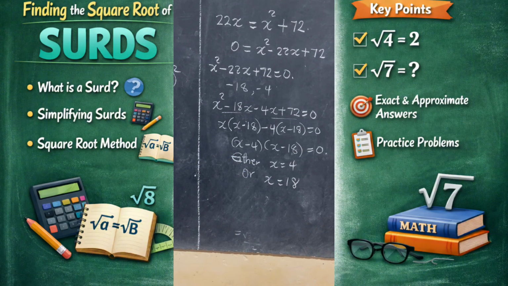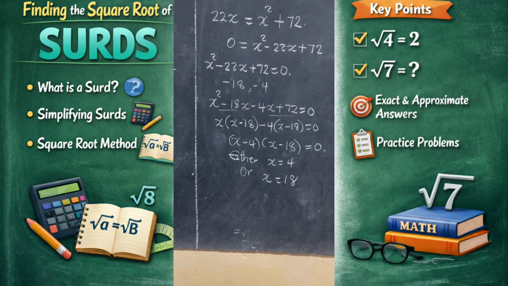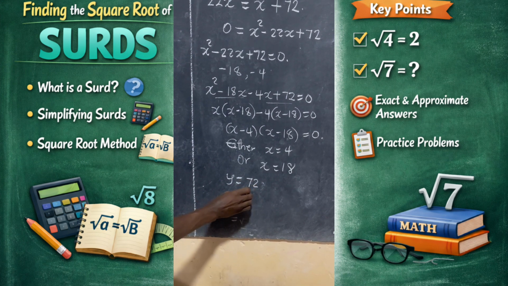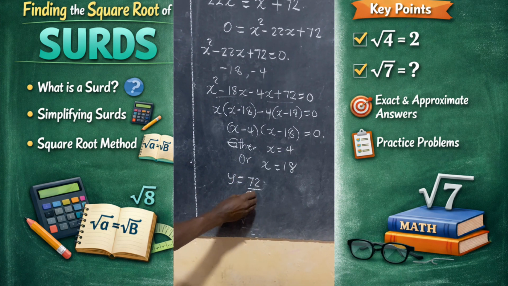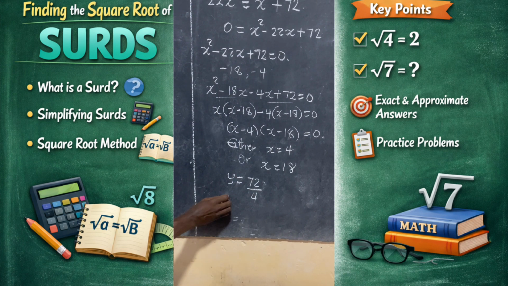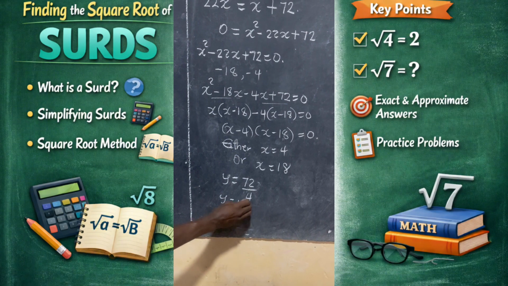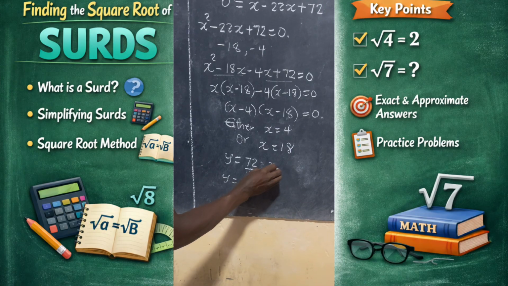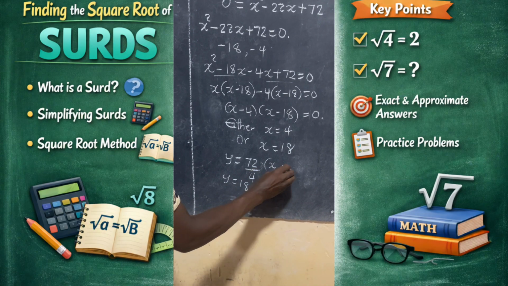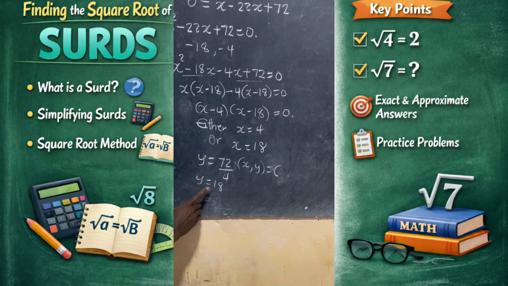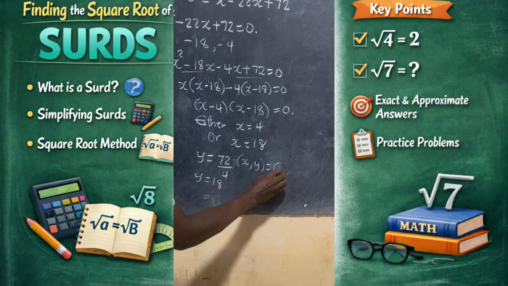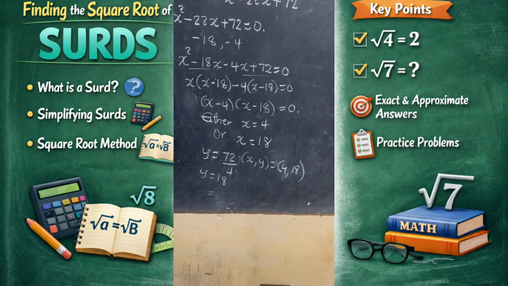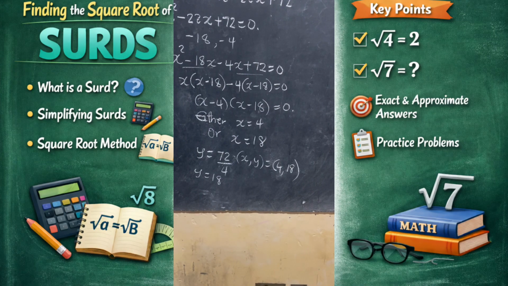We have got x values, but we need y also. So you come from equation 2. Remember, we said that y is equal to 72 over x. But now, if x is 4, our y value is going to be 18. So here we have our x and y values: x is 4, then y is 18. Remember, they are the values that we want.